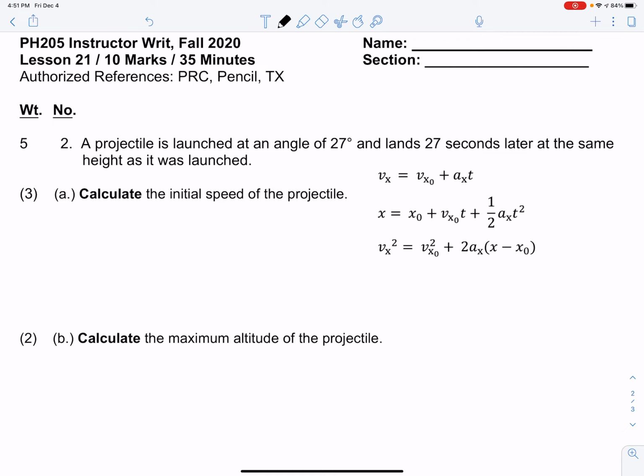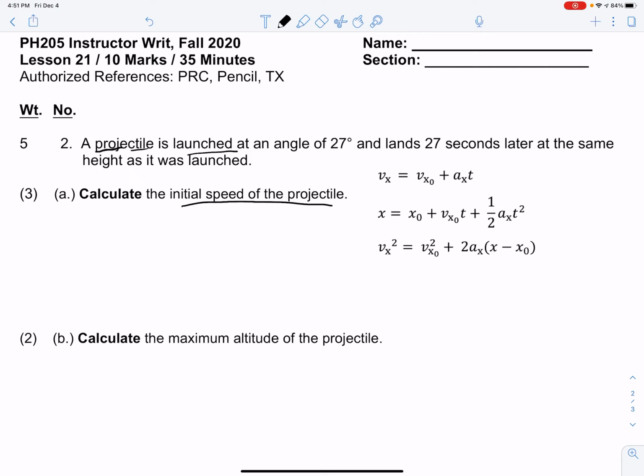So let's read the problem. A projectile is launched at an angle of 27 degrees and lands 27 seconds later at the same height as it is launched. Okay. Projectile. First hint is kinematics. Second hint, launch at an angle. And lastly, understanding the initial speed of the projectile. All right, this is definitely kinematics.